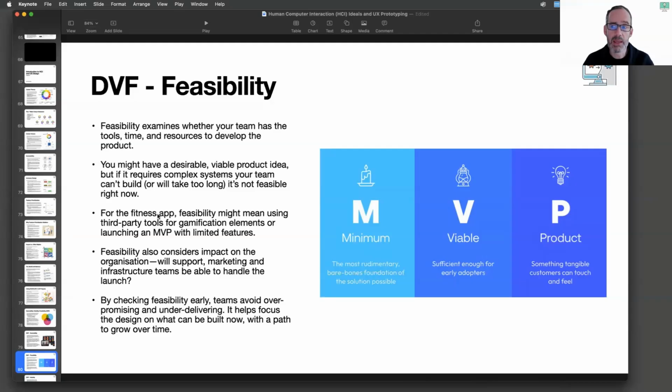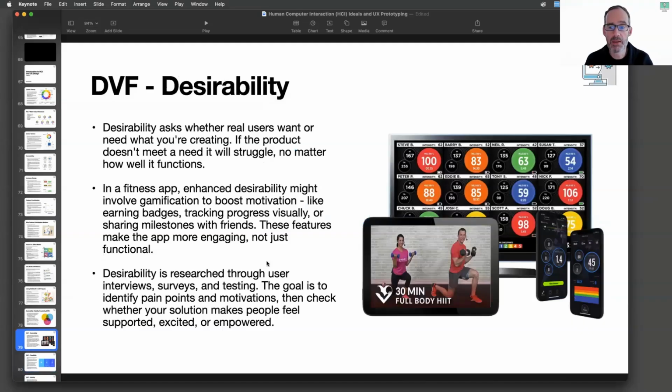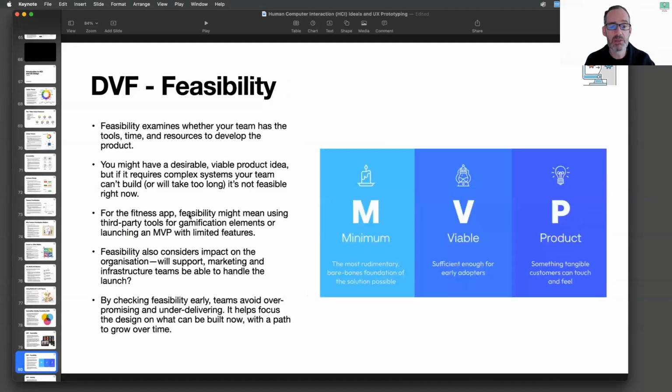Using the example again of the fitness app, feasibility might mean using third-party tools for gamification elements. So if we couldn't build out these features for the leaderboards and all that, we might need to get somebody to help us do that. Another approach is launching the minimal viable product. We mention this quite a lot, and that's where you start with a reduced feature set, the most fundamental bare bones setup you can ship at that particular time.